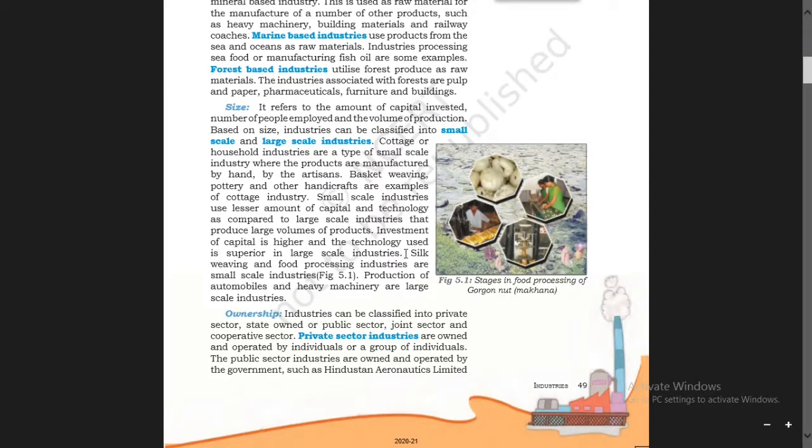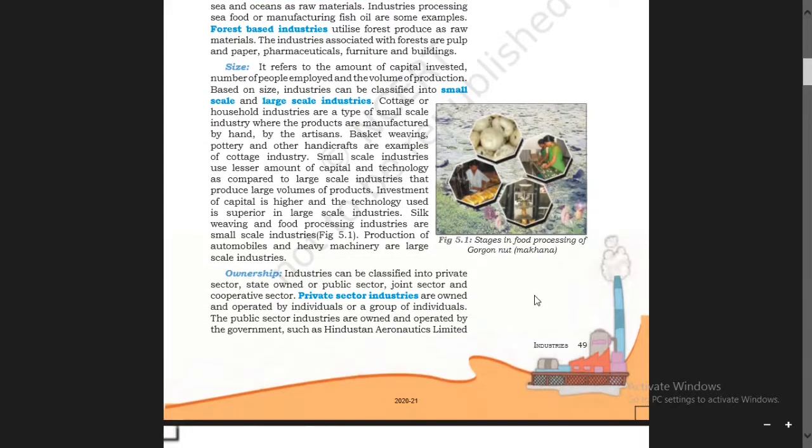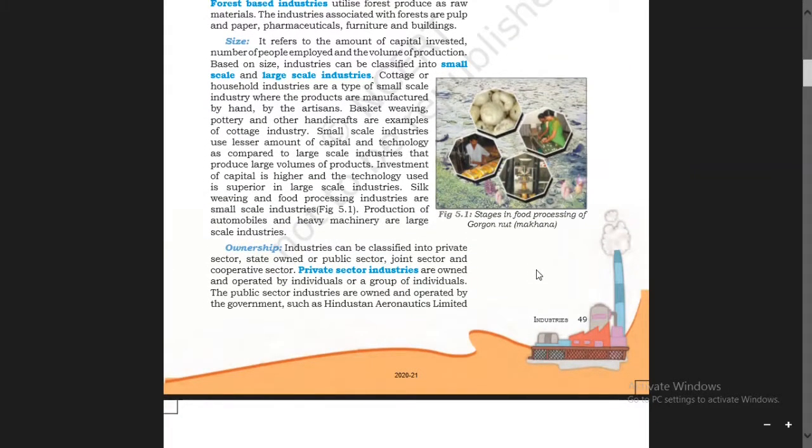Differentiate between a small scale industry and a large scale industry. You can differentiate here, that means, write nicely. You just go through this. Silk weaving and food processing industries are small scale industries. Production of automobiles and heavy machinery are large scale industries. See the examples of each of the two. Okay, it is given here. You must be clear here.